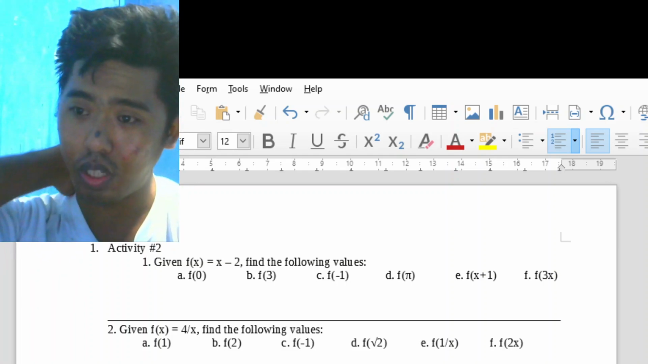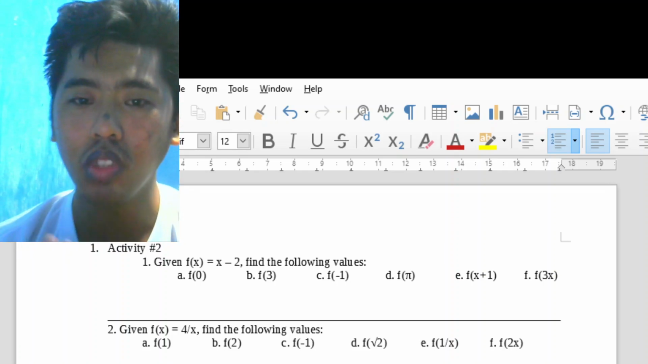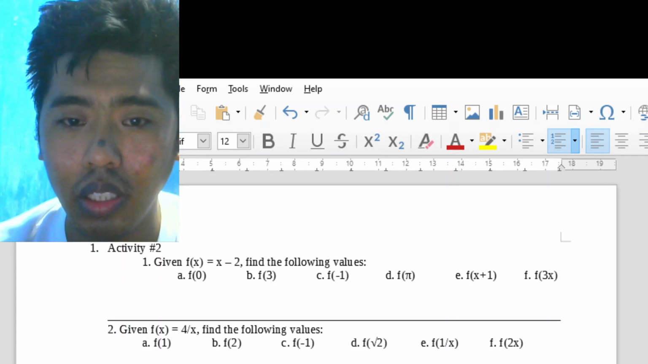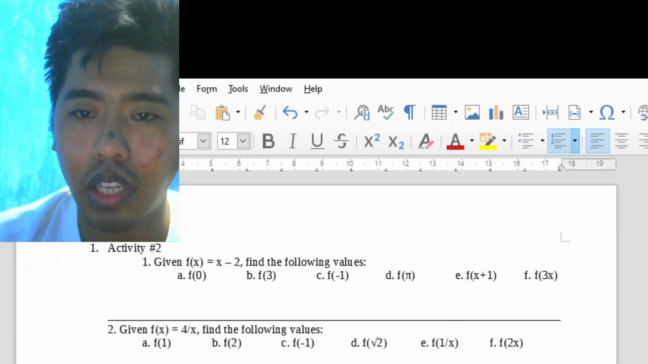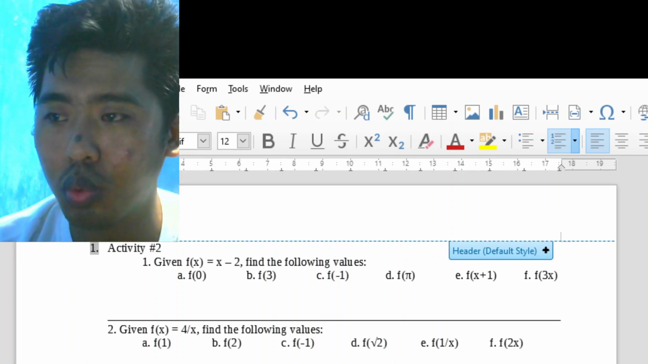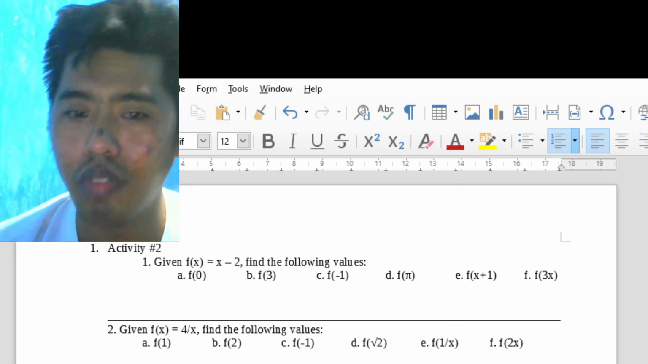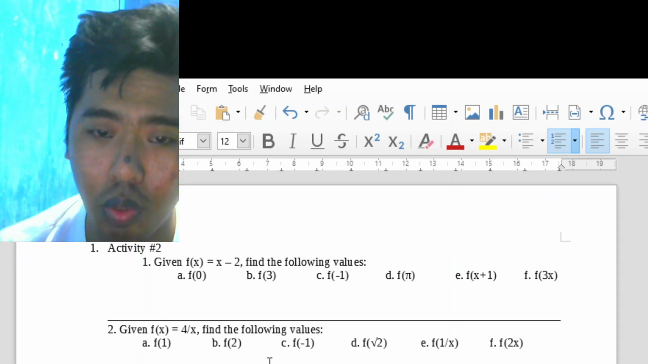Okay, dili na nato dugay-dugayon. So activity number 2. So number 1, given f of x. Okay. Given f of x is equal to x minus 2, find the following values.